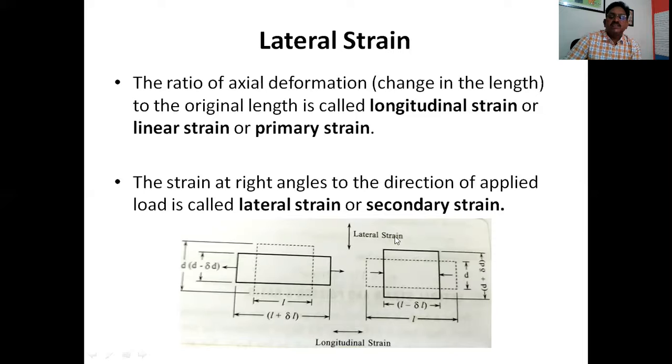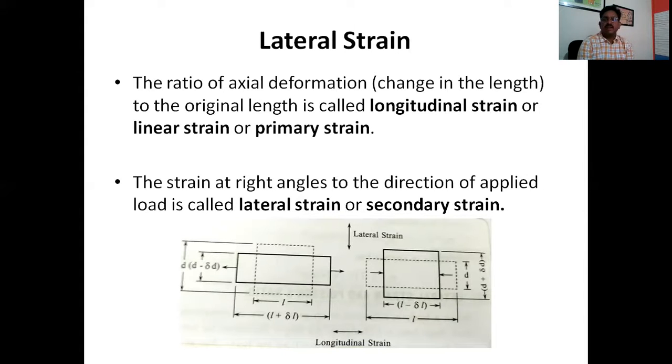So change in diameter by original diameter, but the diameter is the dimension which is perpendicular to the axis, that axial load. Therefore, the strain at right angles to the direction of applied loads is called lateral strain or secondary strain. That is, change in diameter by original diameter or change in width by original width is called lateral strain or secondary strain.